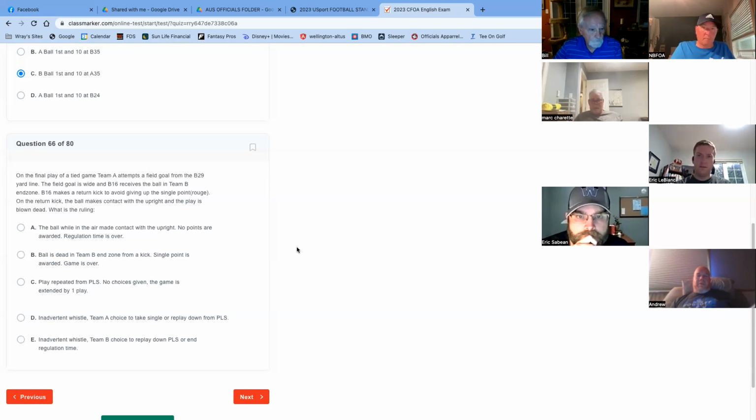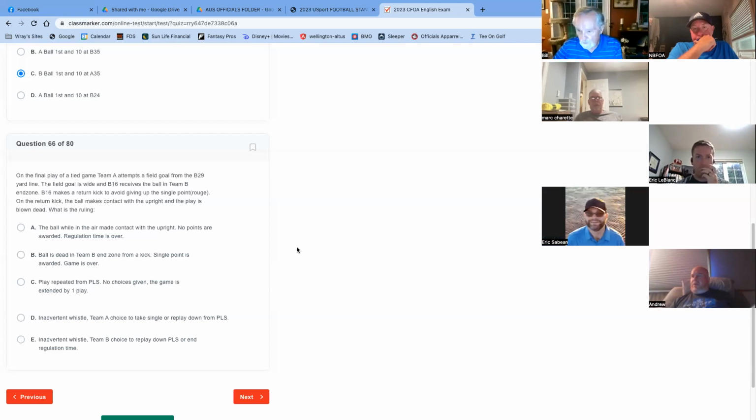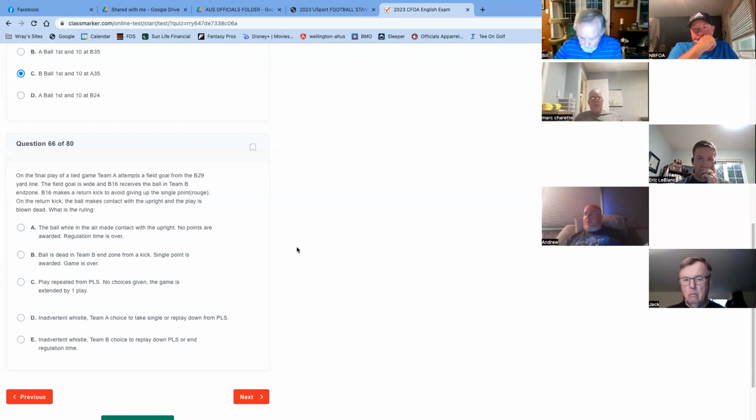Would they get a new first down from the 35? No, it'd be from that point. Wherever it went out of bounds, whether that's closer to the goal line or not, depends on where they batted it from. But yes, it would be at that point, not the 35. It's not a new series. It's a continuation thereof.